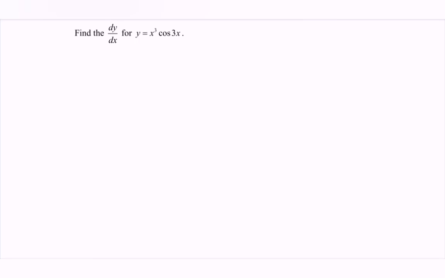Hello everyone, in this video we are going to discuss an example of differentiation. Find the dy/dx for the situation. Here we have x cubed multiplied with cos 3x. So, making use of the product rule, v u prime plus u v prime. Here we have the u and here we have the v. So we have dy/dx where we have the v, cos 3x.